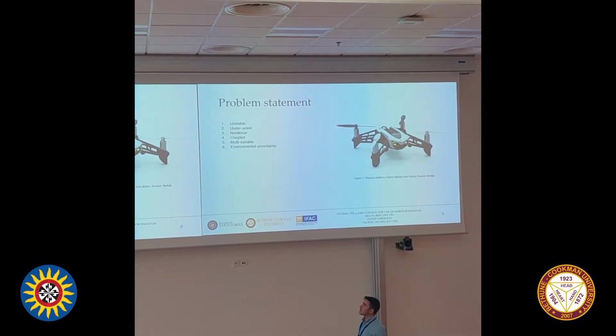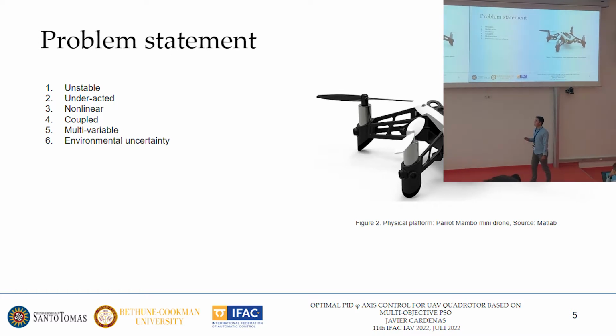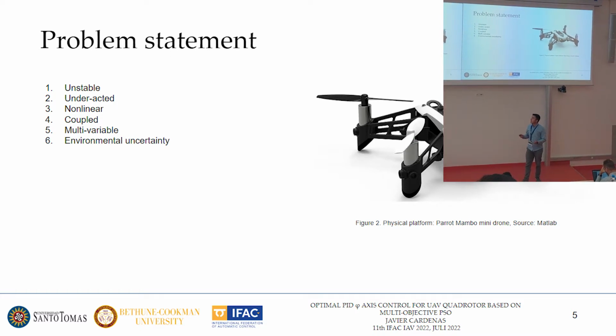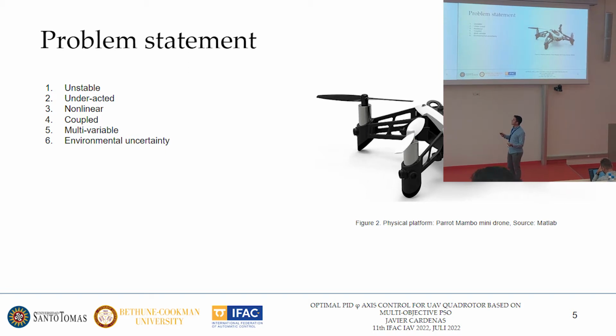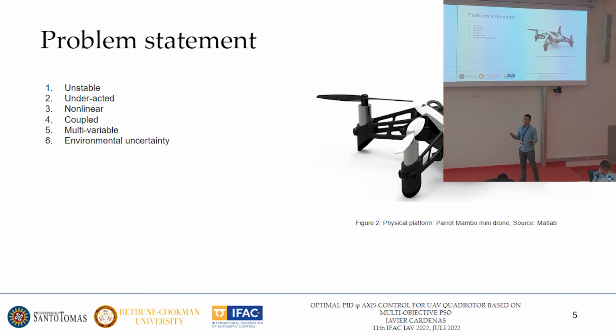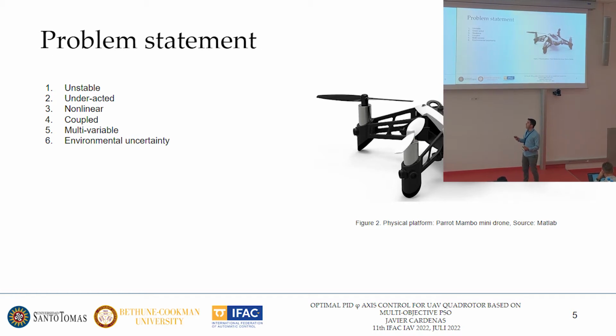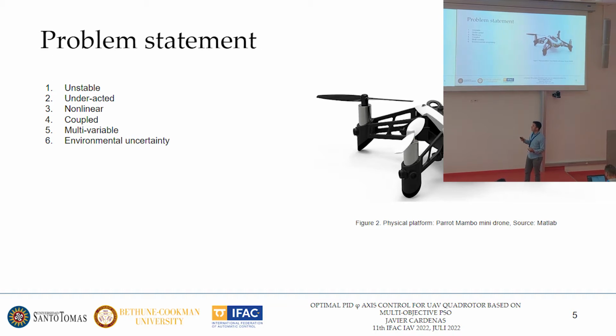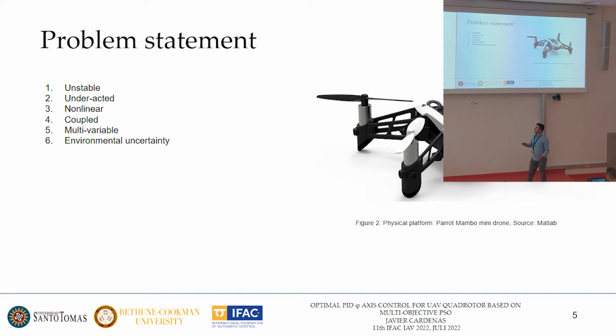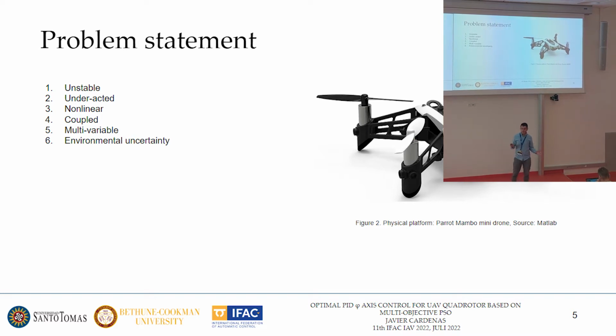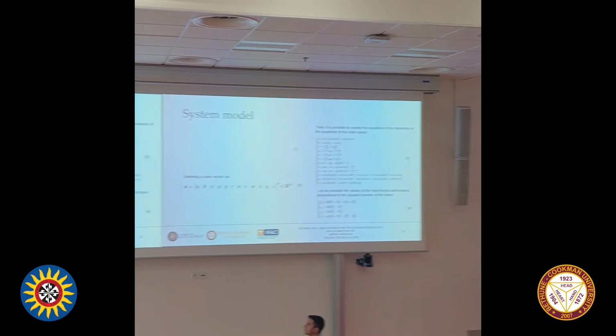But this is not easy because the aircraft is a system that is under-actuated, because we have only 4 rotors, 4 actuators, and it has 6 degrees of freedom. And we cannot control every degree directly because the actuators are over the theta axis. So we need to do it indirectly. And it's a nonlinear system. It's coupled because some state variables depend on each other, it's obviously multivariable, and there is a lot of environmental uncertainty.